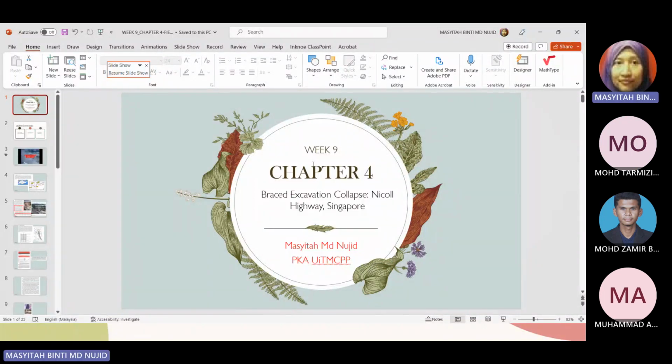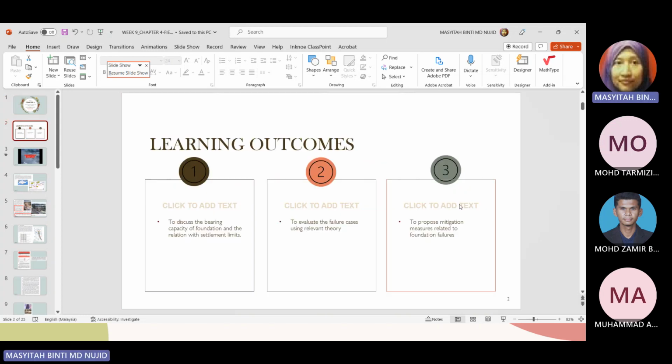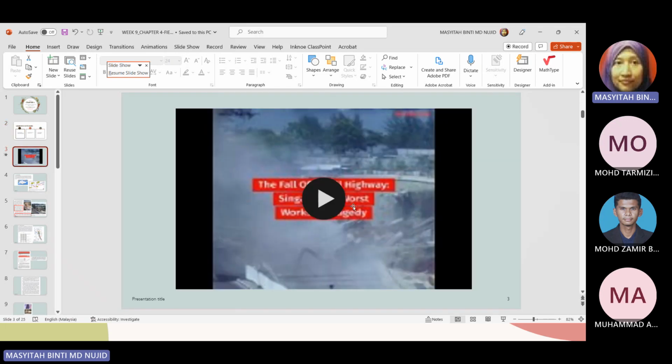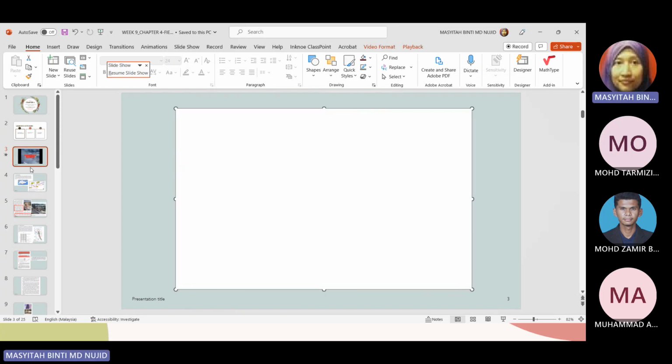Okay, I'm going to continue with the next chapter 4. It is on Brace Excavation Collapse and Nicoll Highway in Singapore. Again, there are 3 learning outcomes. For the first one, to discuss the brace excavation failure and to evaluate the failure cases using relevant theory. And the next one, to propose mitigation measures related to foundation failures. Before we go into details about the failure of the brace excavations, let us have this slide.